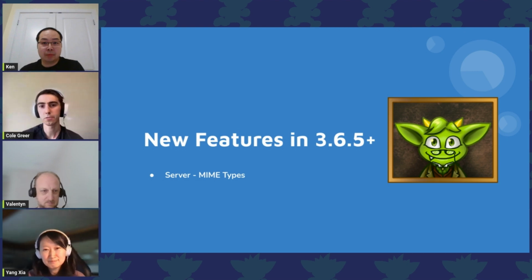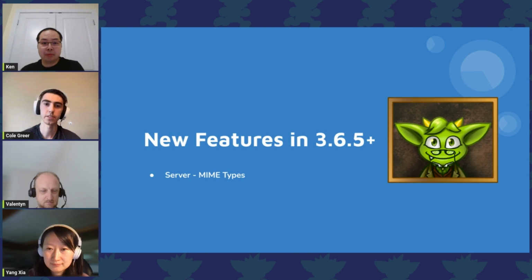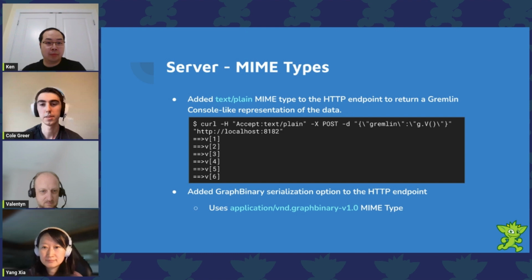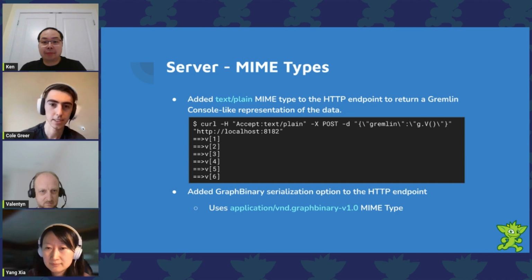Yeah, so now we're going to switch into features that were added in both 3.6.5 and in 3.7.0. The one we want to highlight here is new MIME types in the server. To start here, we now have a text plain MIME type for the HTTP endpoint, and this will return a kind of console style representation of the data. So you can see that example there.